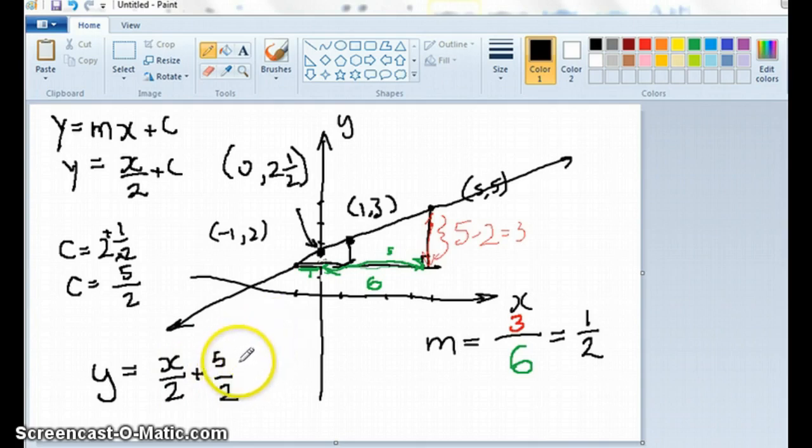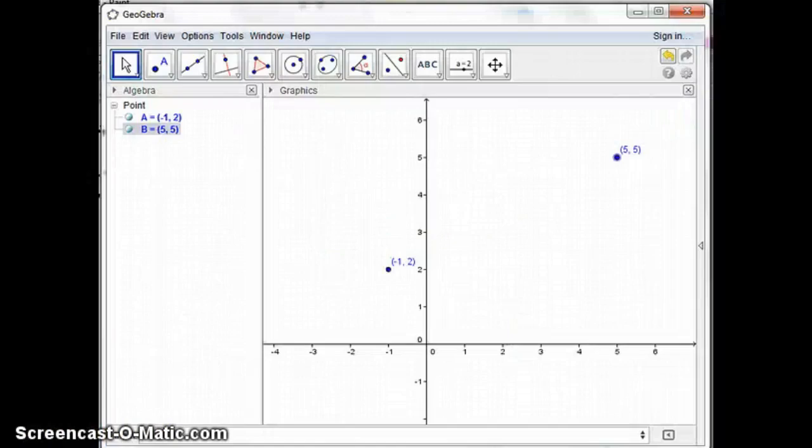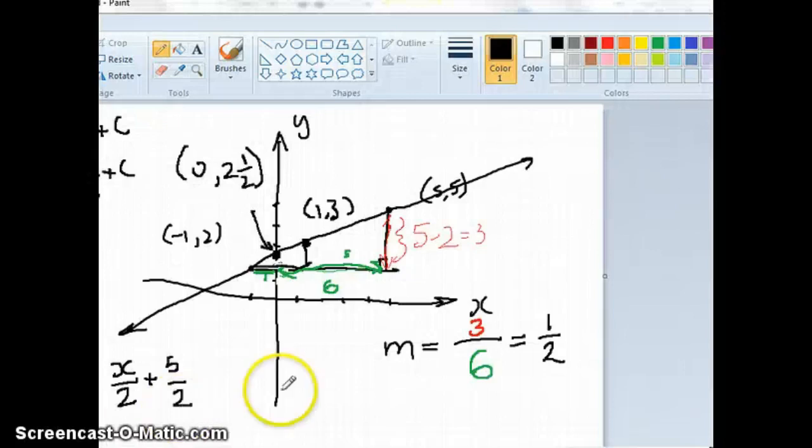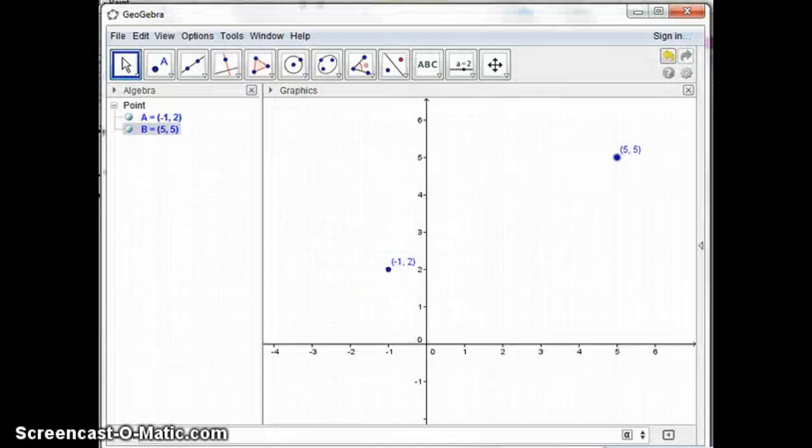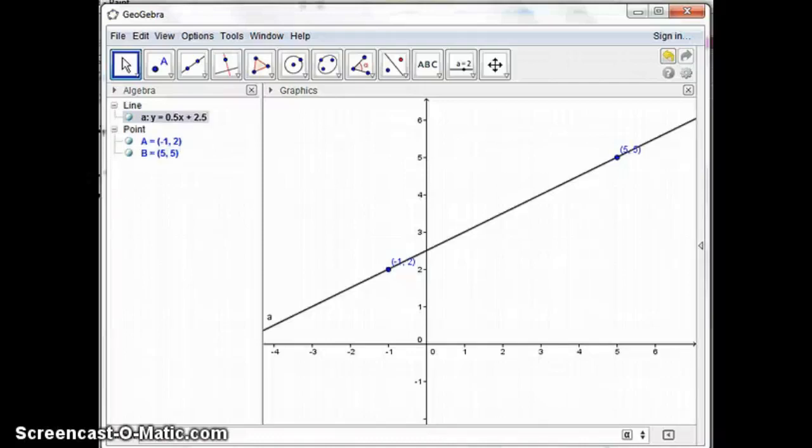Okay, I suppose you probably don't believe me, but one way we can check is we can use GeoGebra. Okay, here we are. I've typed the 2 points in, minus 1, 2 and 5, 5. Always get a bit anxious here in case I've messed something up and then I'll have to start all over again, but hopefully this is good. We thought the equation was y equals x on 2 plus 5 on 2, so y equals x divided by 2 plus 5 divided by 2. Oh yeah, beautiful, thank God.